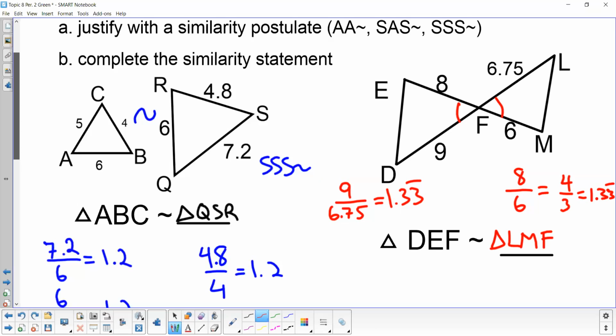Yes. Does it matter which one you put over and which one you put under? No, as long as you're being consistent. Like if I compared 9 to 6 and then 8 to 6.75, that would matter. But as long as I'm going in the right order and you're still getting a consistent number there, then you'll still be okay. Okay, thank you. Good question, Christina. Okay, you guys ready for some more here?